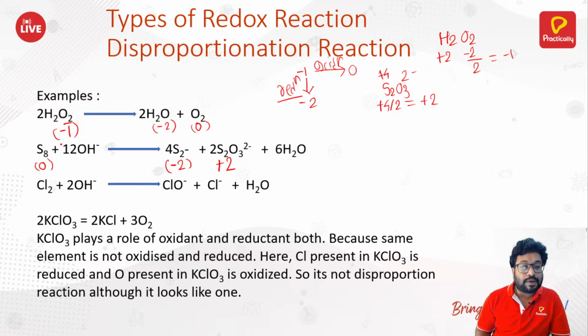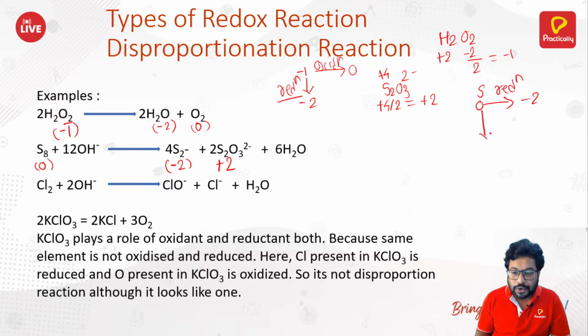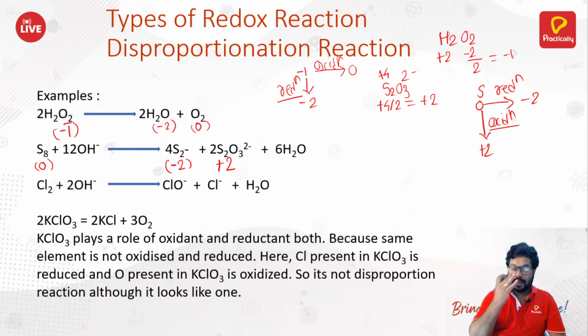So, your sulfur went from 0 to -2. When it went from 0 to -2, it has got reduced. And whenever it went from 0 to +2, it has got oxidized. Okay. So, out of 8 sulfur atoms, 4 sulfur atoms have got reduced to -2 and the other 4 sulfur atoms have got oxidized to +2. That is how your sulfur has undergone a disproportionation reaction here.